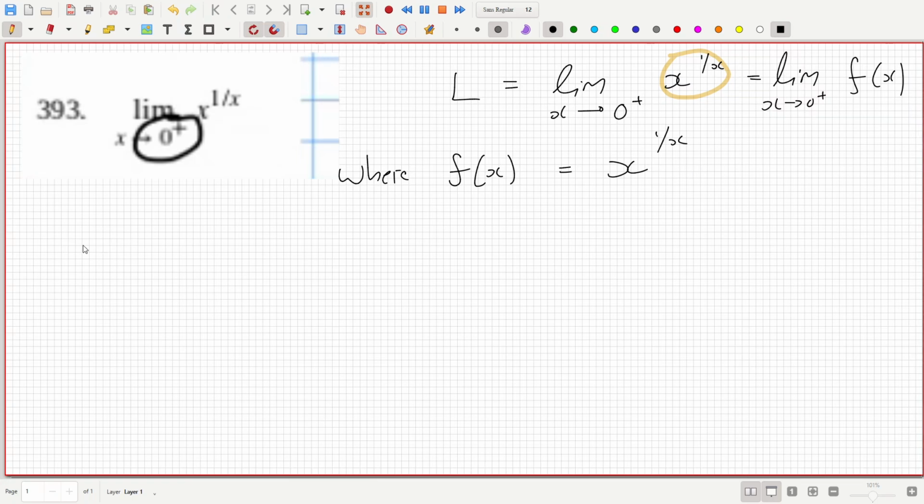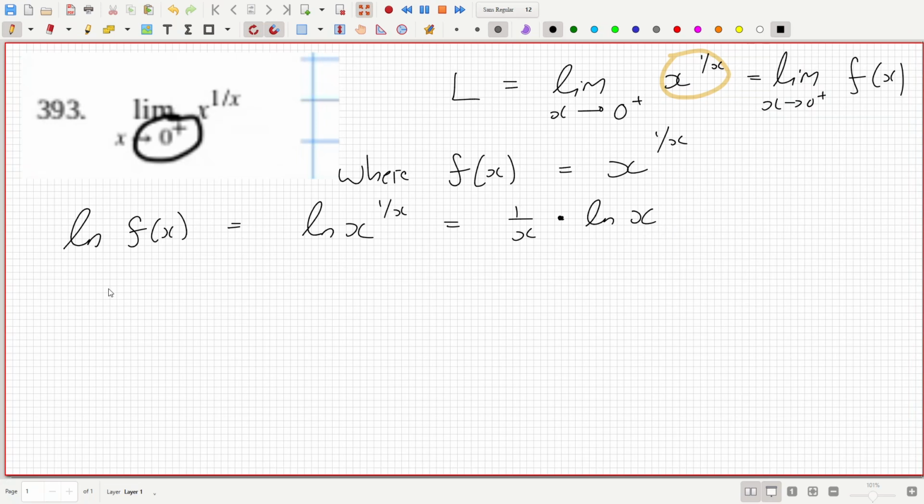It'd be nice to take the log of it. So if you take the natural log of f of x, that would be the natural log of x power 1 over x. And one of the rules of logs states that the power can come down in front. So that would become 1 over x times log x.